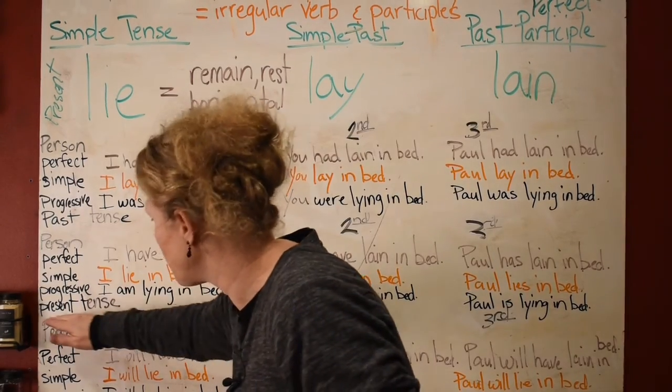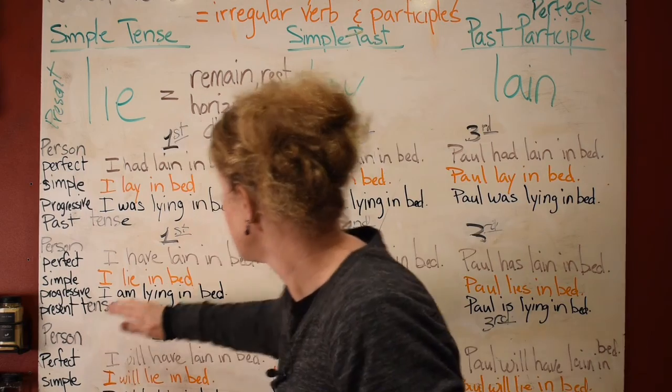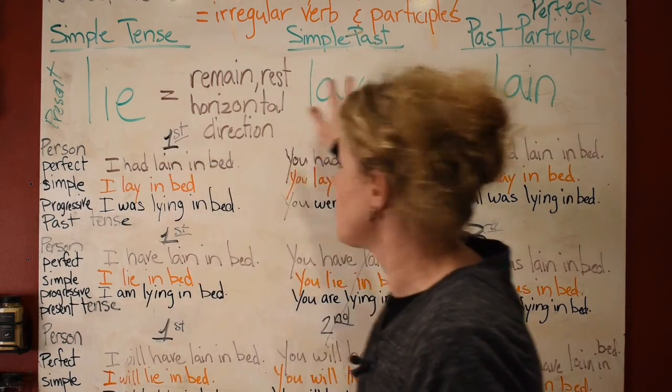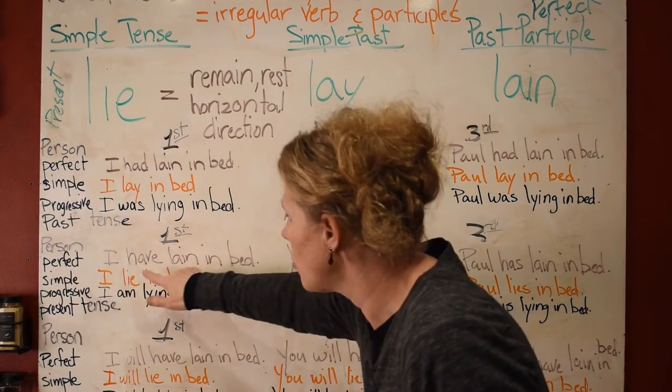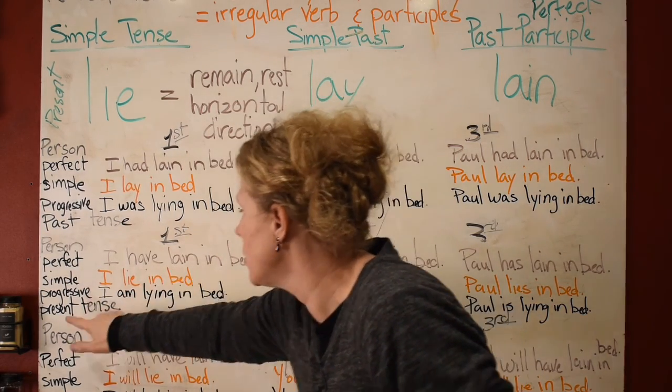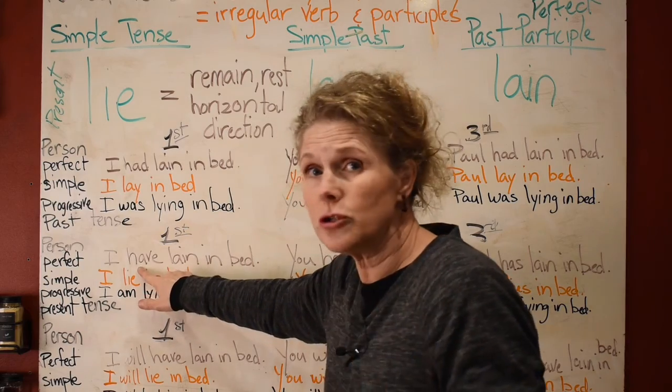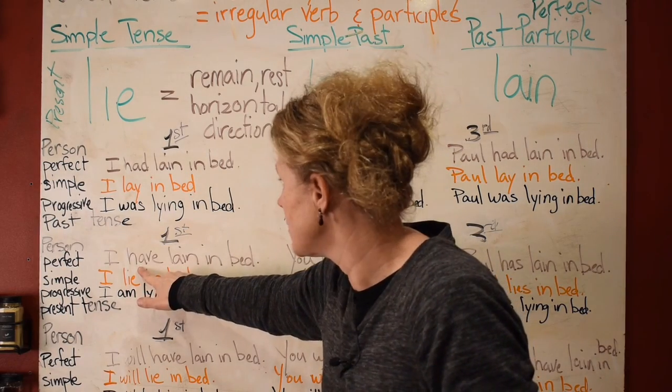Now let's look at the present tense. I want you guys to get this down. This is the present tense. We're going to talk about the perfect. Now, what do we have to have in perfect? In the perfect present. You have to use the auxiliary verb have.